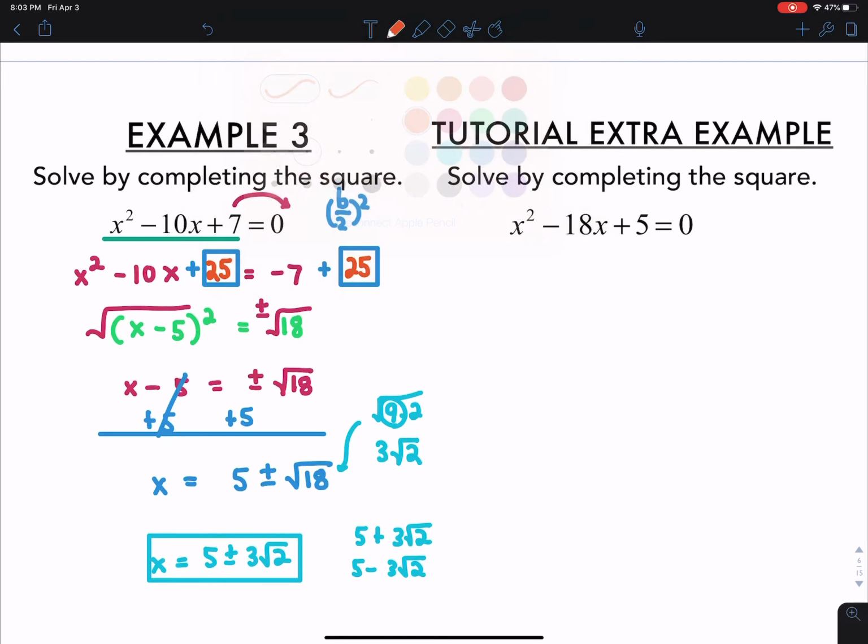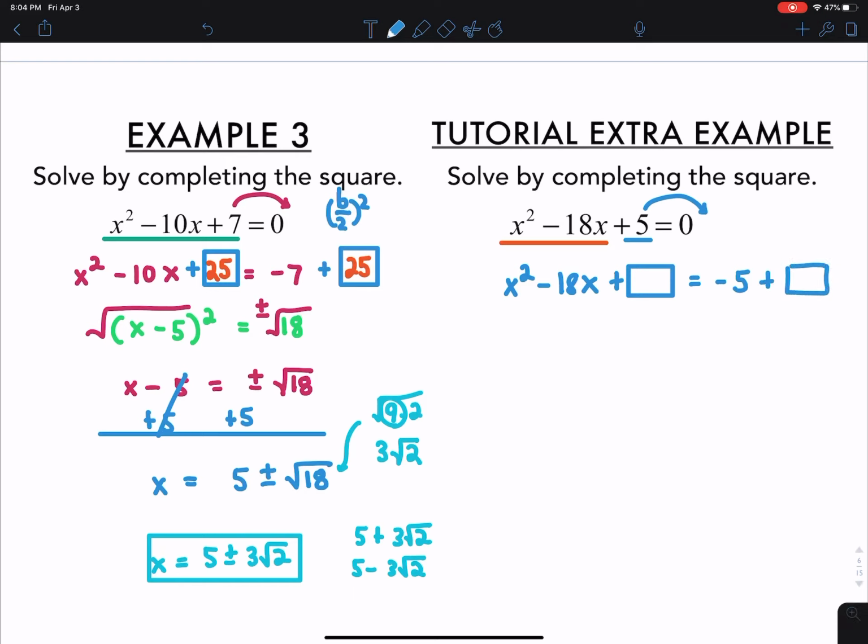So similar thing going on here. We need our variable terms on one side, and we need to get our constant then on the other side. So we have to subtract 5 from both sides, which gives us x squared minus 18x. And again, leave space in order to complete the square. And then that's going to equal, in this case, we have negative 5. And we are going to add that to whatever we add to the left side.